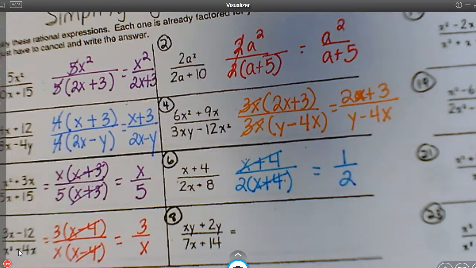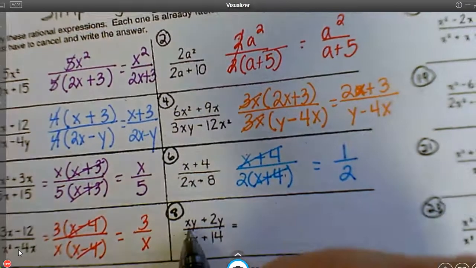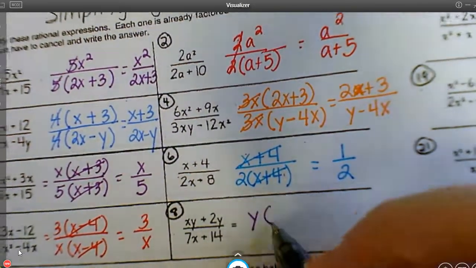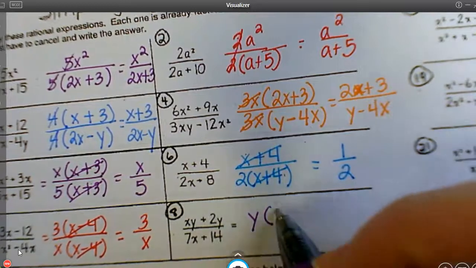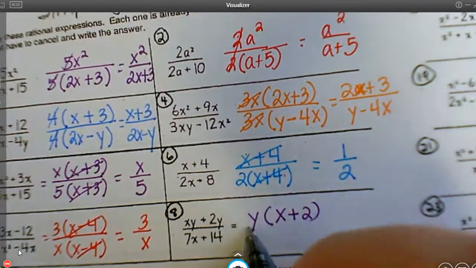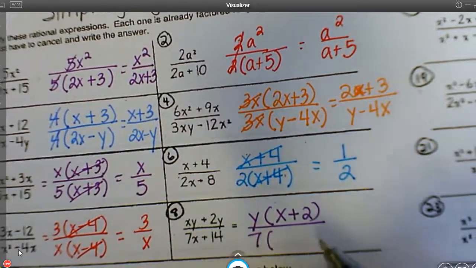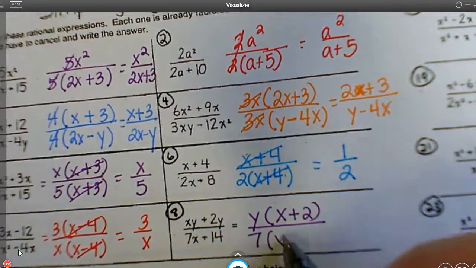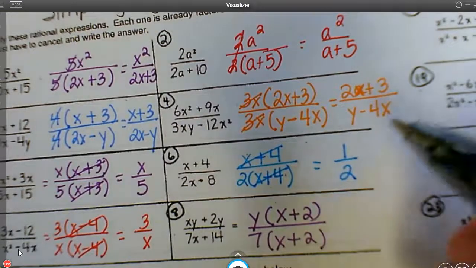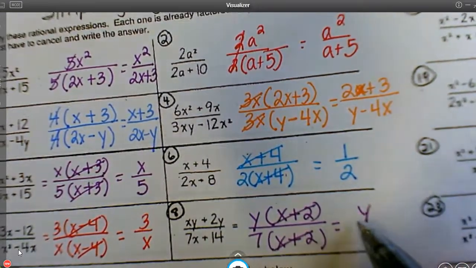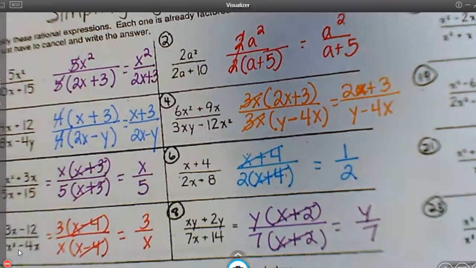And then the last one on that top section, there is a y that is in common there that I can divide. You're left with x and a 2 when you take out a y. On the bottom, a 7 is in common with everything. Divide them both by 7, I still get x plus 2. The x plus 2's go away, and I'm left with the y over 7.